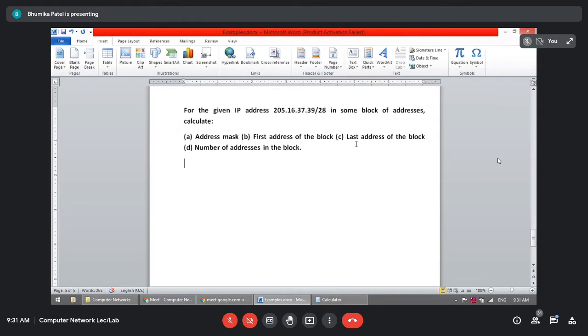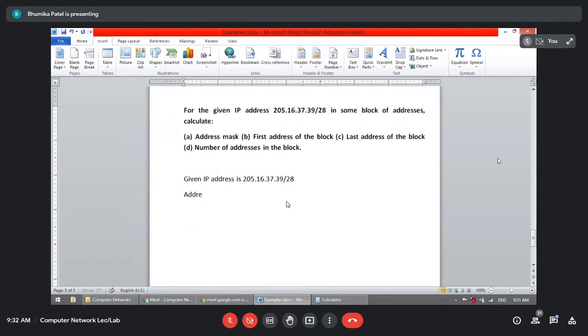So here in the question, the given IP address is 205.16.37.39/28. I told you earlier, here /28 represents the number of ones in the subnet mask. So /28 means the first 28 bits in the subnet mask will be 1. The remaining bits will be 0.